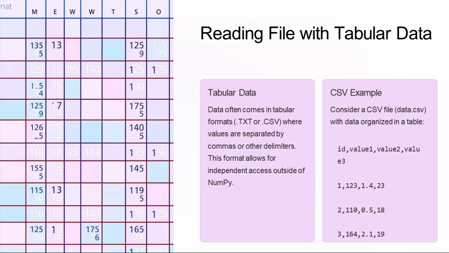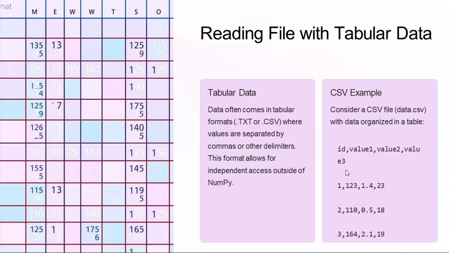So suppose I have some files which are in .txt format or .csv format. Now what is .csv format? .csv stands for comma separated values. That means I will have some values here which are separated by commas. So suppose I want to access such files, then how do I do it?